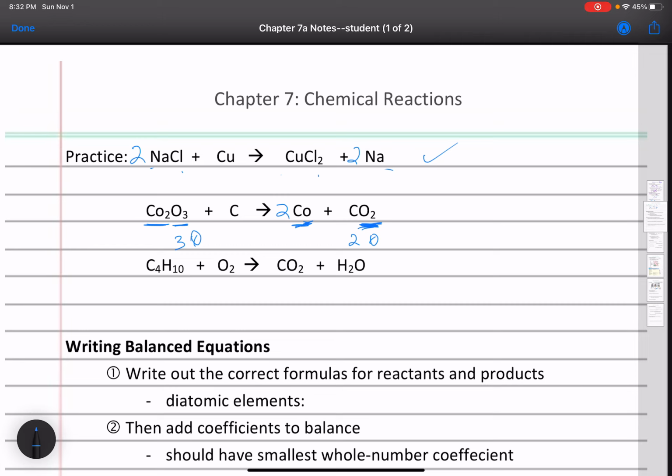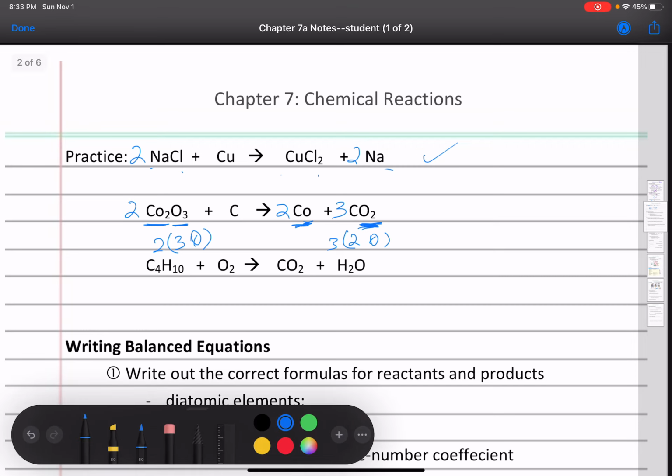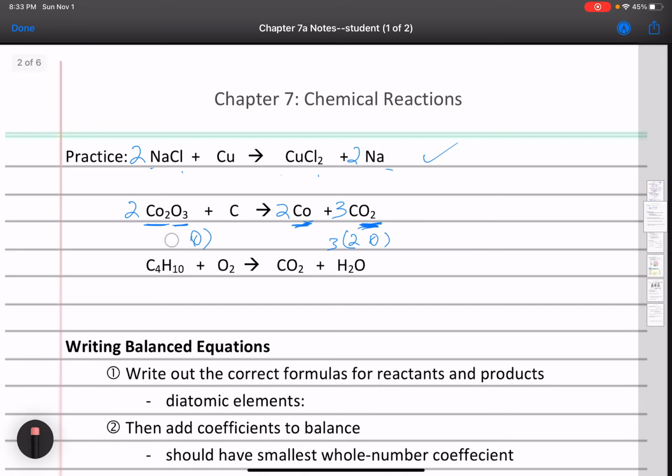There's nothing I can multiply this product side by to give a whole number. And we want to have whole number coefficients. It's just cleaner that way. So what I'm going to need to do is multiply these to get a least common multiple. So if I multiply this by 3 and this by 2, then I'll end up with 6 oxygens on both sides. So that's what I'm going to do. If I multiply those by 3, now I have 6 oxygens on both sides.